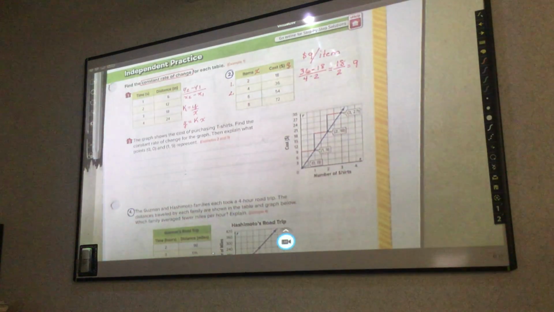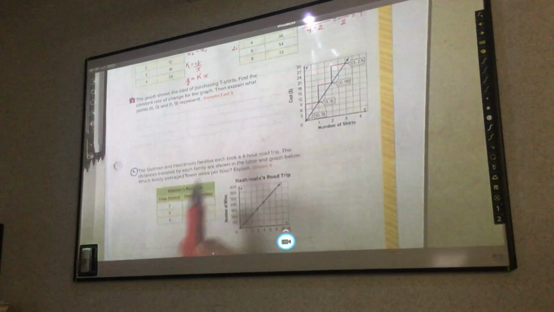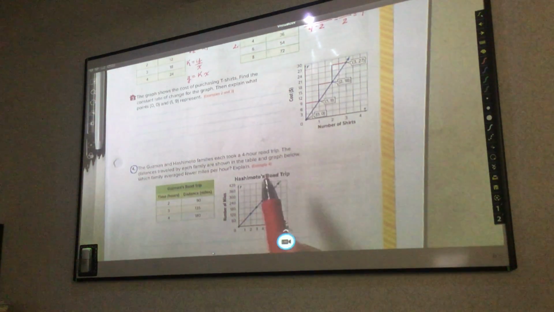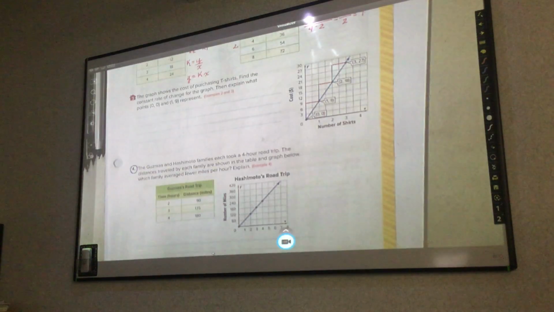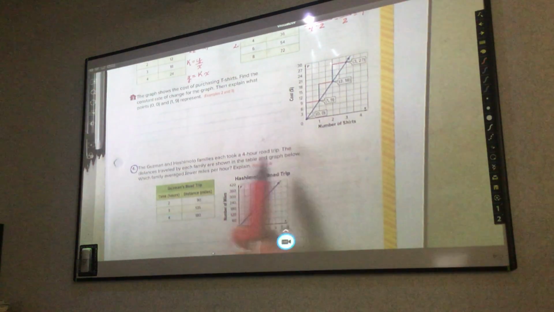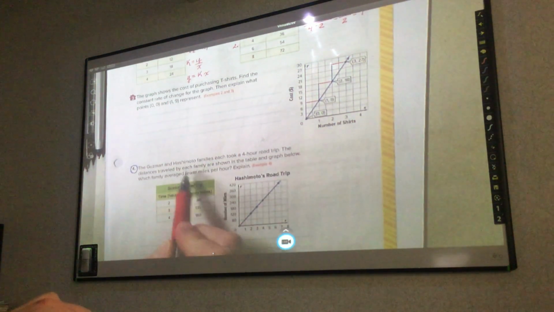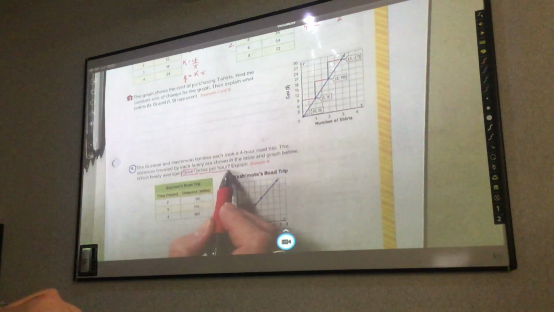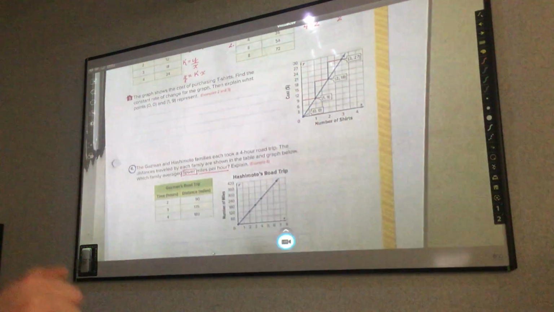Number 4. The Guzman and Hashimoto families each took a 4-hour road trip. The distances traveled by each family are shown in the table and graph below. Which family averaged fewer miles per hour? I need to underline that.